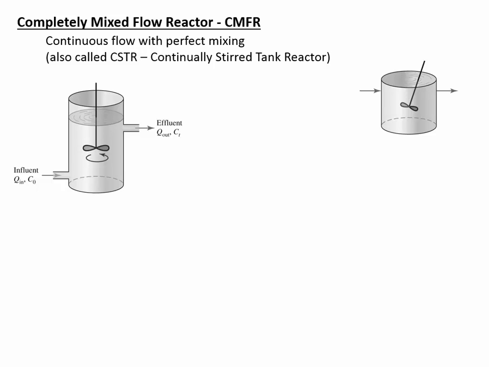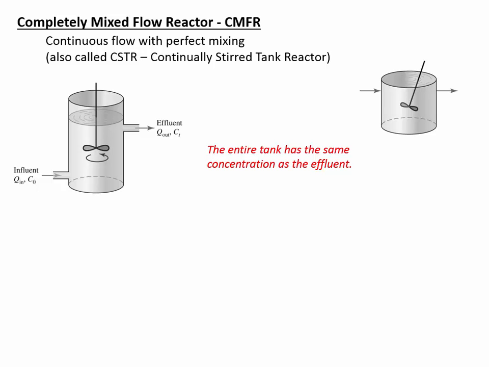The influent concentration is C naught, and the effluent concentration is C sub T. Inside the reactor, the entire tank has the same concentration. So C sub T is the concentration coming out, but it's also the concentration in here. The concentration inside the tank is C sub T.